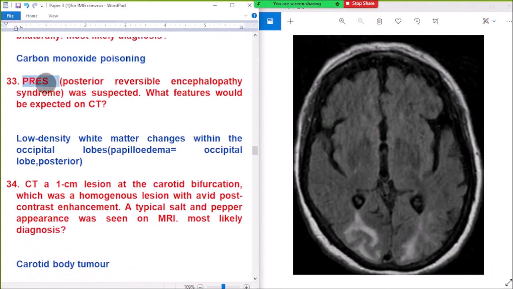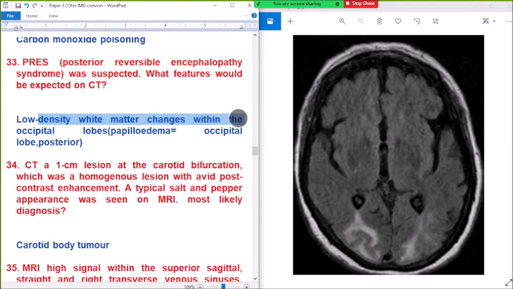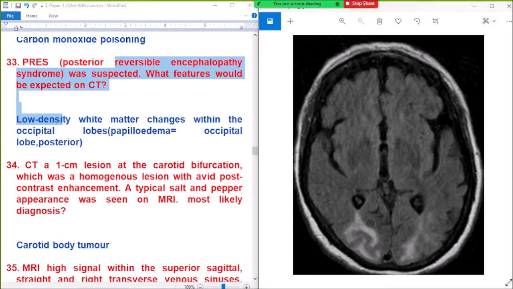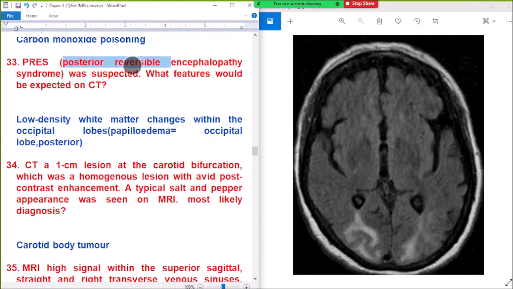Question number 33. PRES, posterior reversible encephalopathy syndrome, was suspected. What features would be expected on CT? Low density white matter changes within the occipital lobes are seen in posterior reversible encephalopathy syndrome. Just remember that the patient in the clinical picture has papilledema, so it may be dysfunction in the posterior occipital lobe.